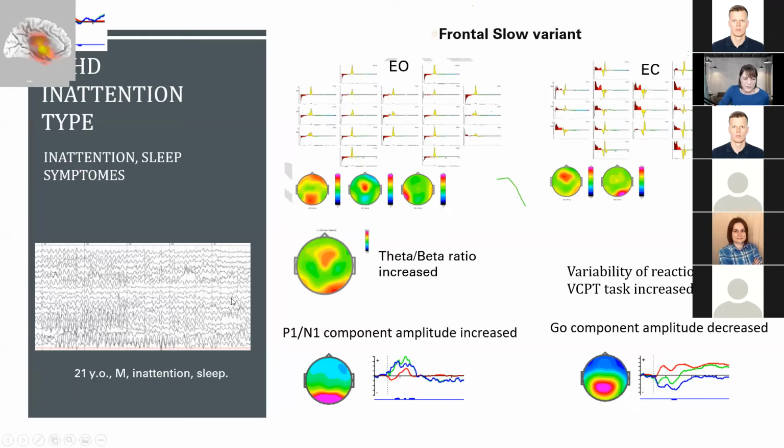His EEG in eyes open, you can see, was embedded with alpha rhythm, and the person is 21 years old, so it looks quite abnormal to me. It's high amplitude alpha. In ERP, a deviation was found in the P1 and N1 components, which are visual processing components. So his sensory channels are overactivated, and at the same time the Go component was decreased. So he feels tiredness, and he's not impulsive; he feels even more apathy.